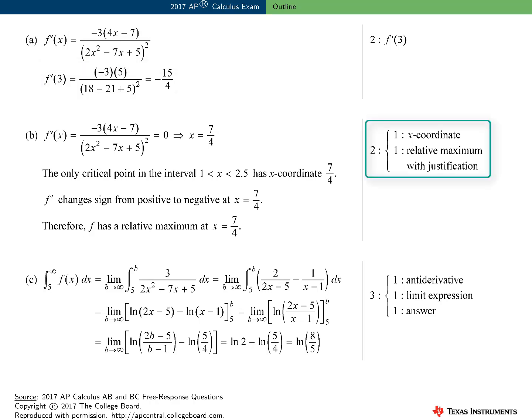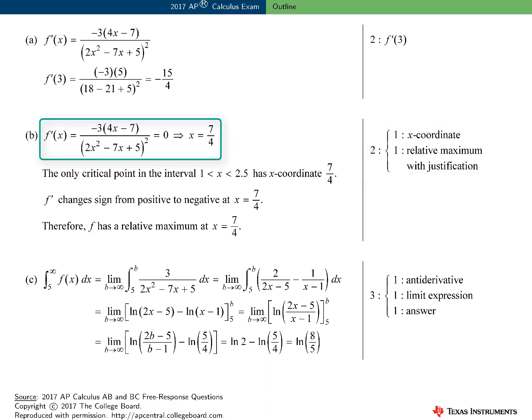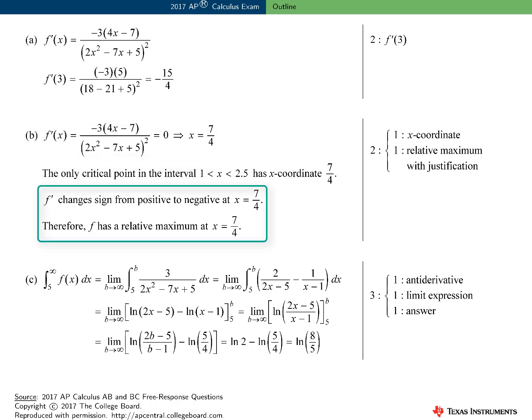Part B was worth 2 points. 1 point for finding the x-coordinate of the only critical point in the interval 1 to 2.5. And to find this value, set the derivative equal to 0 and solve for x. And 1 point for stating that this is the location of a relative maximum with appropriate justification.